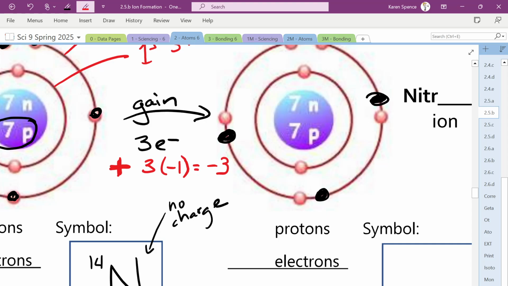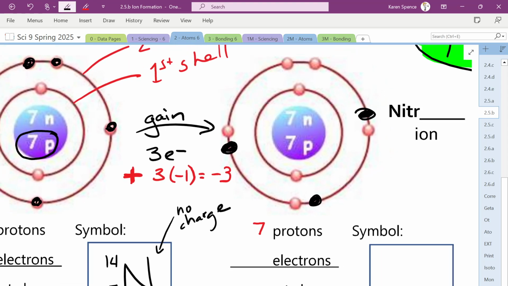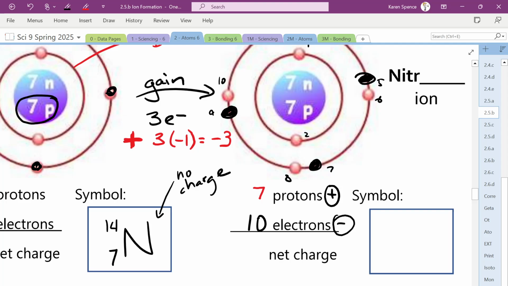Or the other way to go about it is to say I have 7 protons, because that doesn't change. But now if I count my electrons, I have 1, 2, 3, 4, 5, 6, 7, 8, 9, 10 electrons. That means I have 7 positive things, and I have 10 negative things. If I have 7 positive and 10 negative, what is the overall charge? -3.